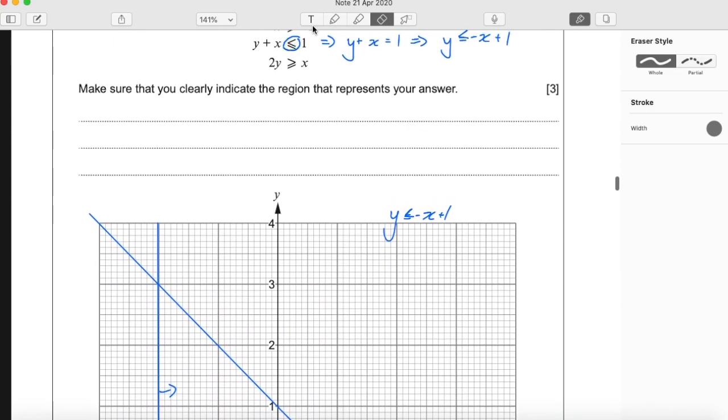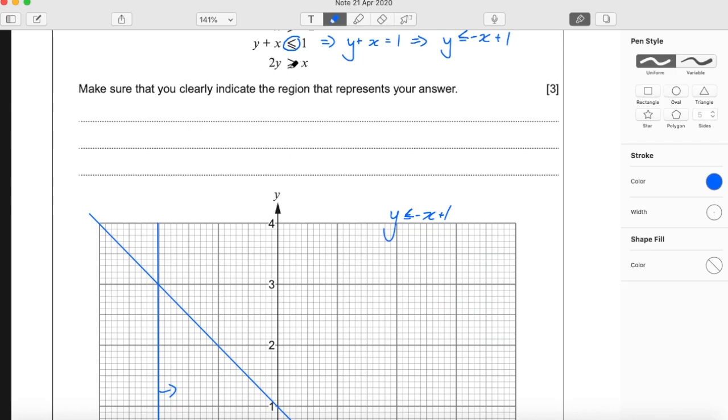And our last one, 2y is greater than or equal to x. Again, ignore the inequality for the moment. y equals x. Rearrange it to get it into the form y equals mx plus c. So y equals 1/2 x, dividing by 2 both sides. And there's no plus c, so we know that the y-intercept is actually 0.